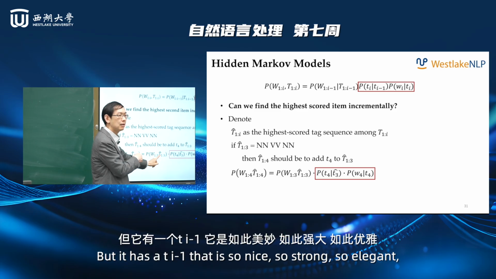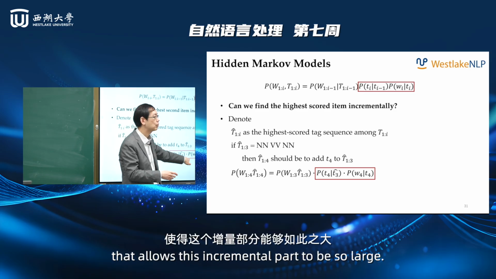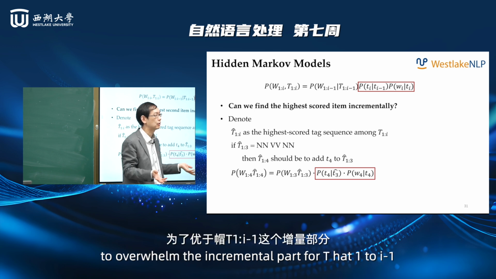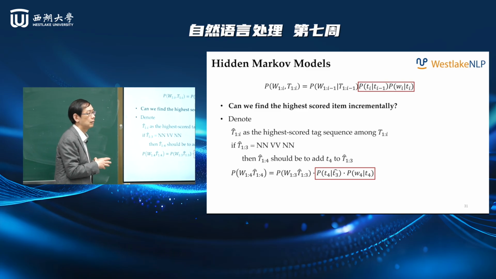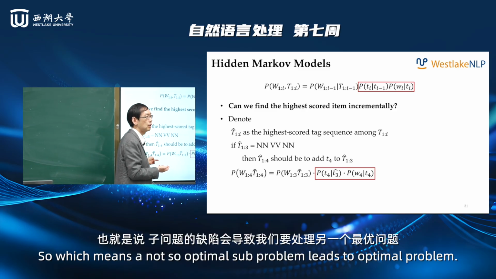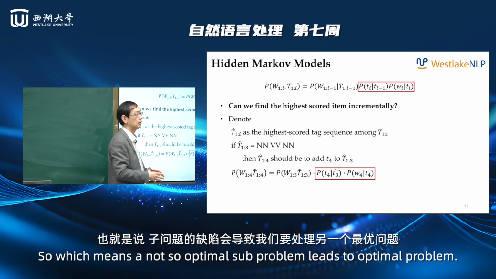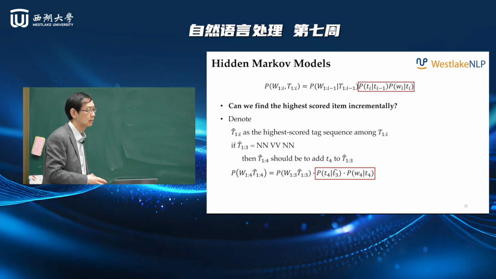But it has a t i minus 1 that is so nice, so strong, so elegant, that allows this incremental part to be so large, okay, to overwhelm the incremental part for t hat 1 to i minus 1, okay? So which means a not so optimal subproblem leads to an optimal problem. So our model failed. Okay, how do we fix it?